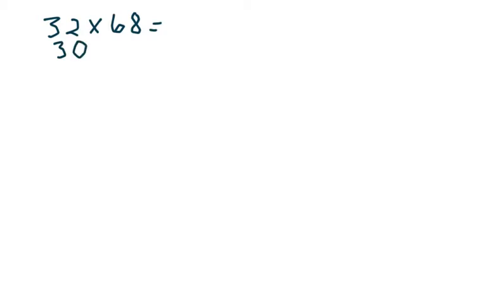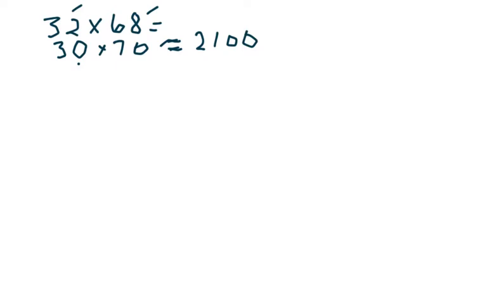Right? 32 is closest to 30. Now, 68, that's between 60 and 70, but it's closer to 70. So I want an estimate of what this answer is about to be. If I take 30 and multiply it times 70, this rounds off, it's closest to 30. This rounds off, it's closest to 70. So when I multiply 30 times 70, just what we got through practicing, 3 times 7 is 21, so we get 2,100. That's an estimate of what this answer is.